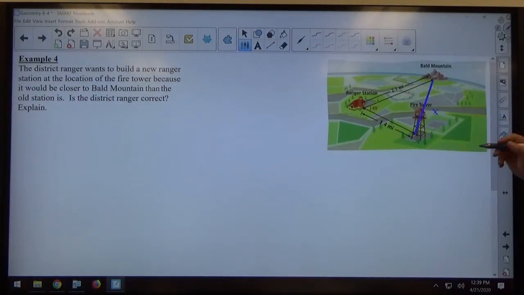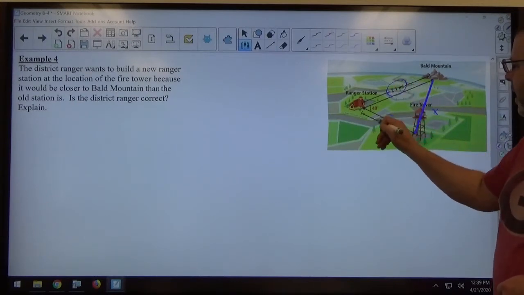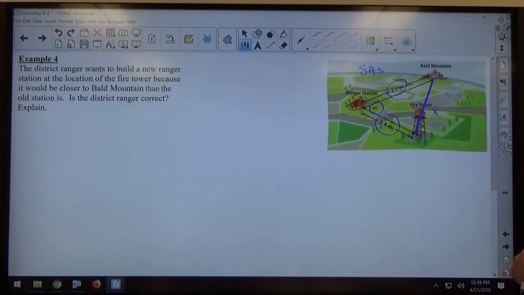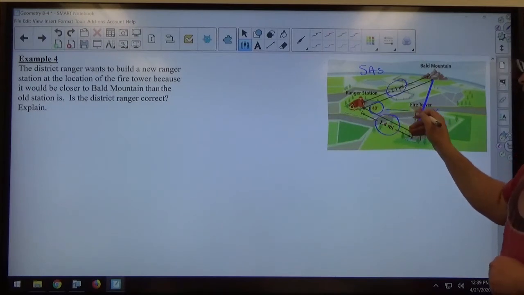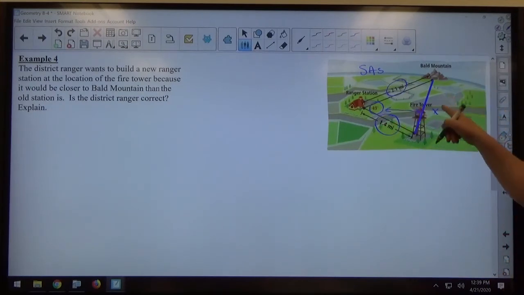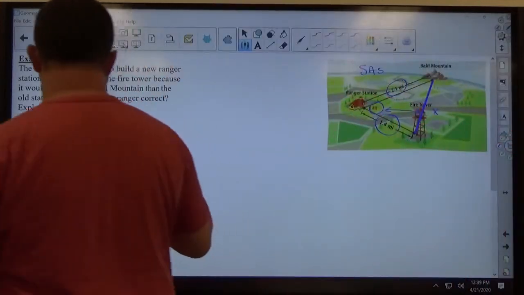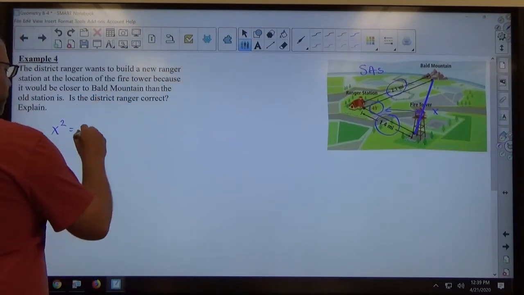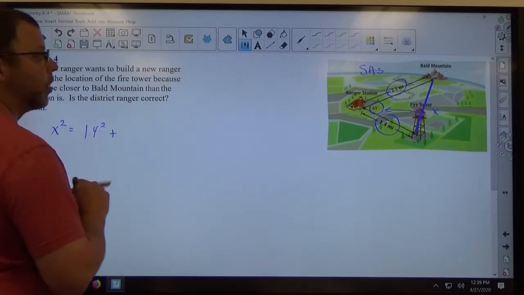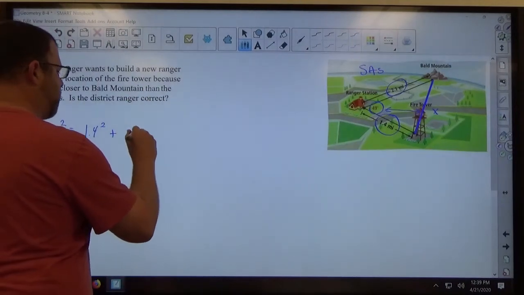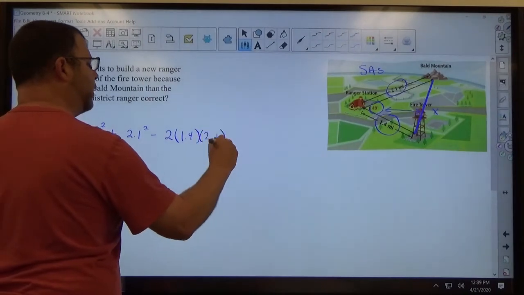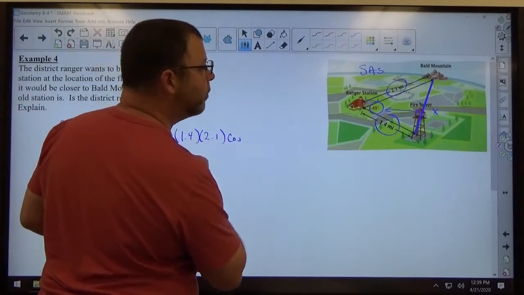Looking at the other information given, we have this side and the angle between the two sides. So we have a side angle side set up, which means it's a law of cosines problem. And with side angle side, again, the side opposite the angle is the side that gets isolated. So X is opposite 49 degrees, so X squared is all by itself on the left. On the right hand side, we're going to square one side, so 1.4 squared. We're going to square the other side, so 2.1 squared. We're going to subtract 2 times 1.4 times 2.1 times cosine of 49 degrees.